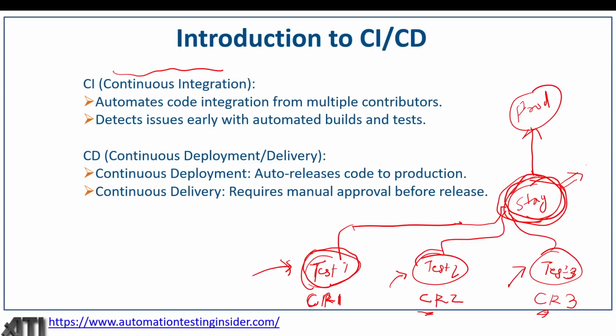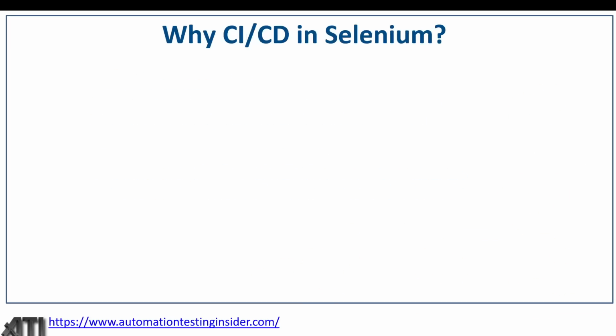Like once we give our release note to the development team, then the development team will deploy that into production. That will be done using continuous deployment. So these are the basics of continuous integration and continuous deployment, guys. Moving on to the next one, why CI/CD in Selenium.